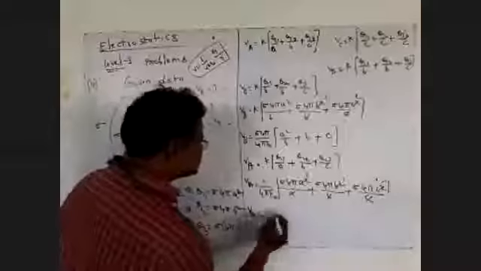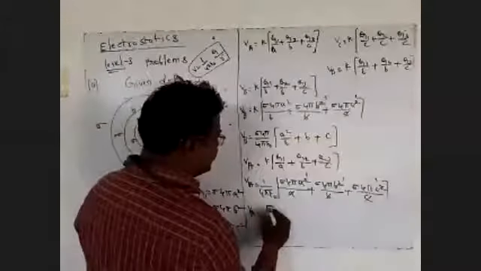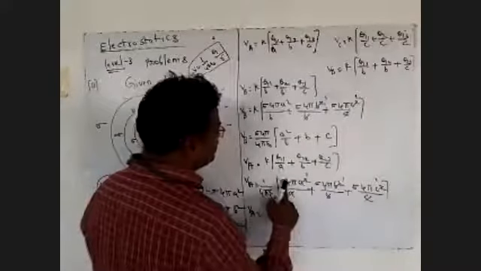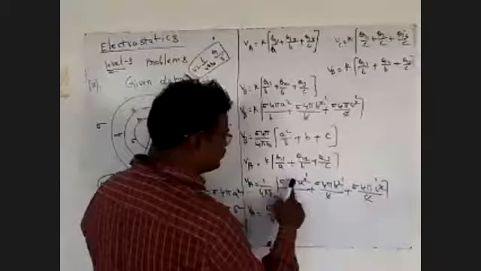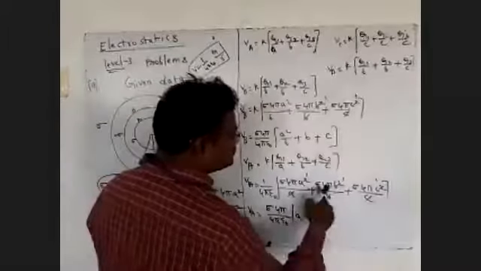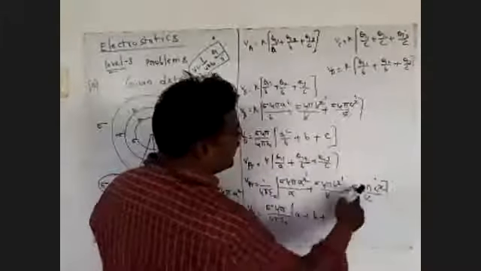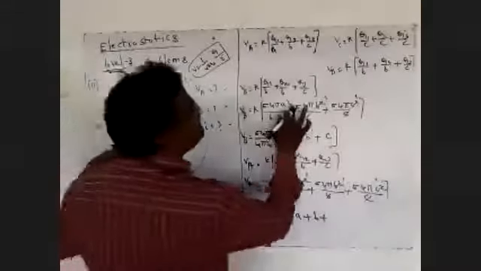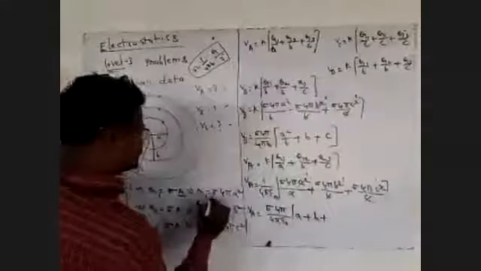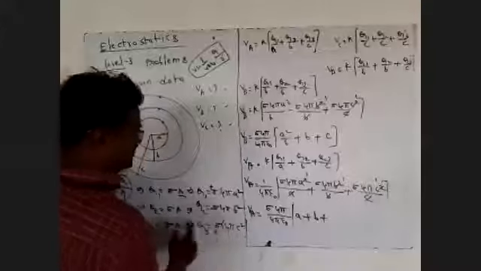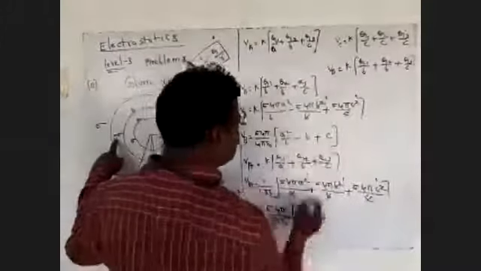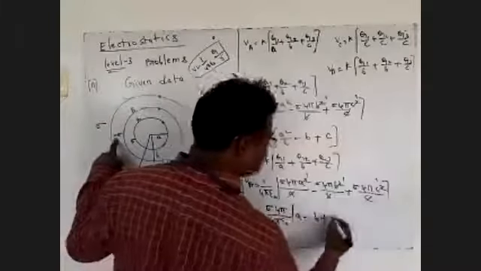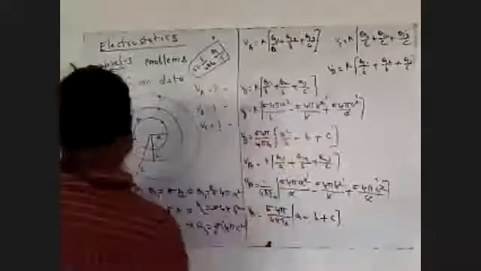So VA is equal to, taking the common sigma 4 pi over 4 pi epsilon naught, the remaining values are A, then B, and then C, with signs: plus sigma for A, minus sigma for B, and plus sigma for C. That is the C value.